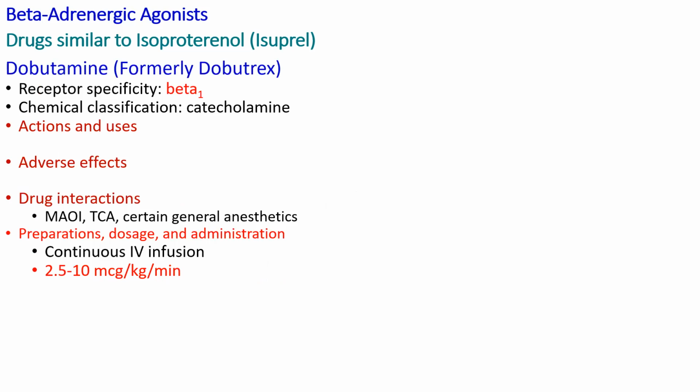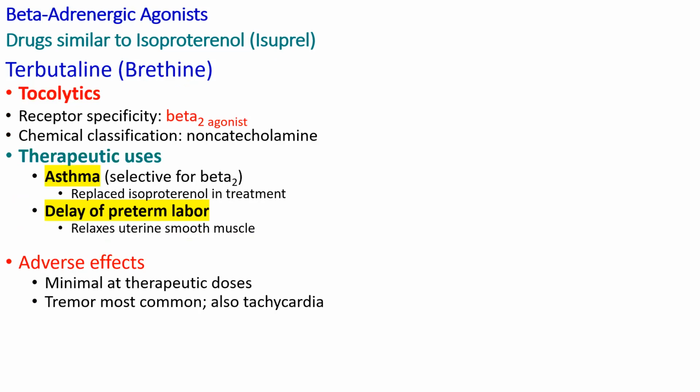Dobutamine, which is formerly known as Dobutrex, is specific to the beta 1 receptor. And it's very effective in heart failure. Adverse effects include tachycardia, and it may interact with MAO inhibitors, TCAs, or tricyclic antidepressants, and certain general anesthetics. It should be given as a continuous IV infusion, and the recommended dosage for dobutamine is 2.5 up to 10 micrograms per kilogram per minute.